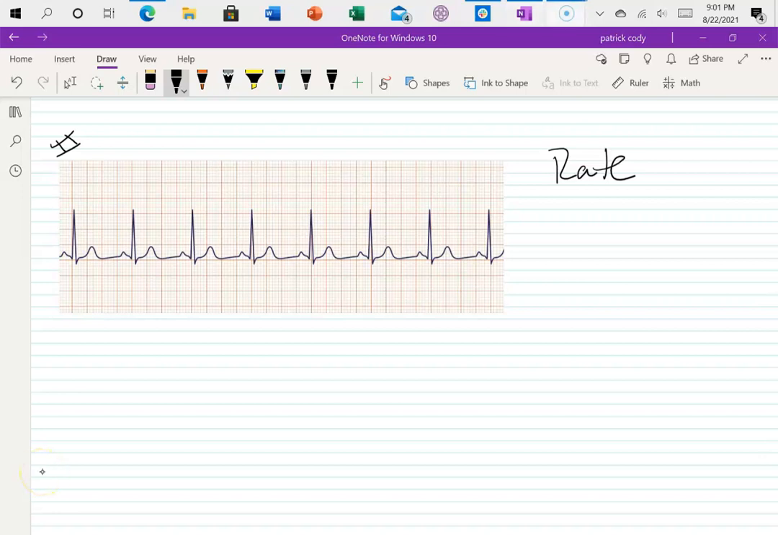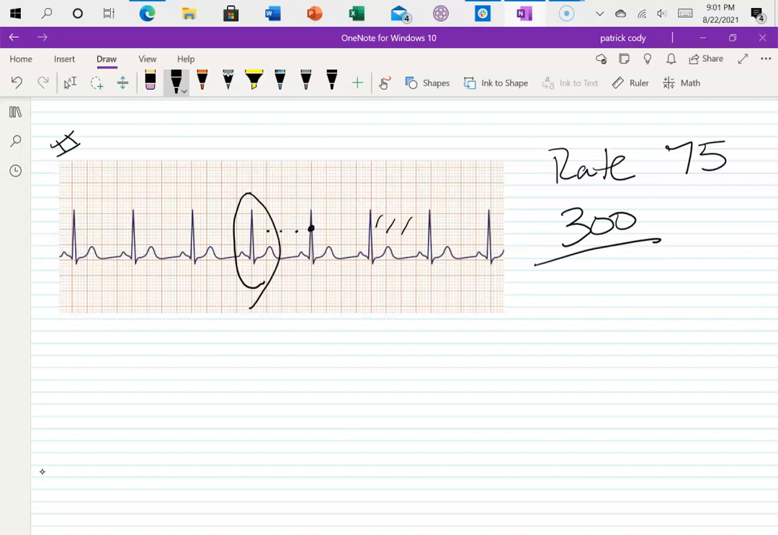And I'm just going to start right here with this one because it's the center of my attention for whatever reason. So we'll say to here would be 300, 150, 100, and this is 75. So the rate on here is about 75, and if we want to prove that to ourselves, we can count the boxes, and we can say 300 divided by big boxes. So here's a big box, here's a big box, here's a big box, and here's one. So 300 divided by 4 also equals 75 beats per minute.